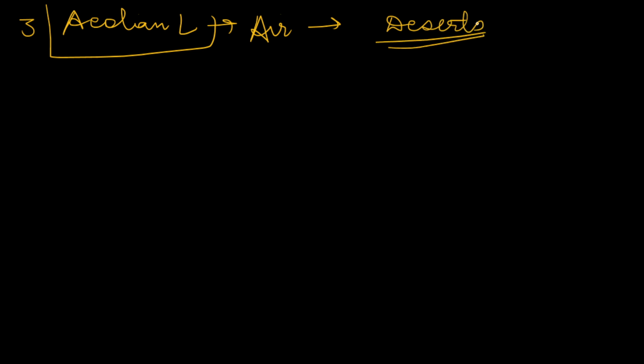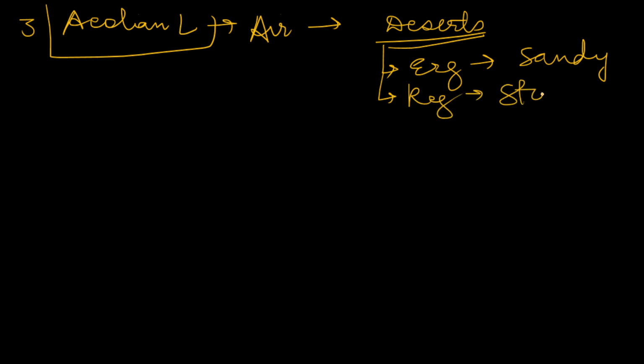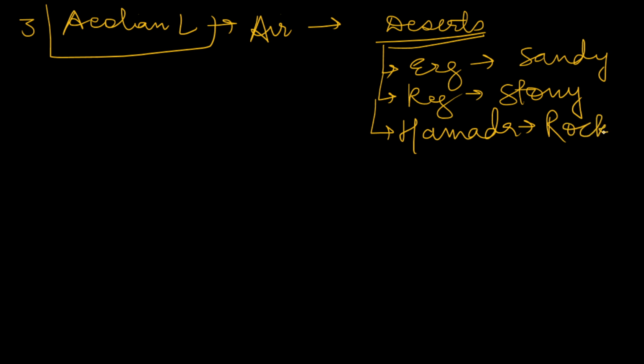Aeolian landforms, as the name suggests, are formed by air, and can generally be found in deserts, because there are a lot of landforms formed in deserts due to the movement of air. So you should know it. And when it comes to desert, I am highlighting one thing here. There are three kinds of desert. First one is the erg desert, which means sandy desert. Next we have reg desert, which means stony desert, and then hamada desert, which means rocky desert. So please do remember this.